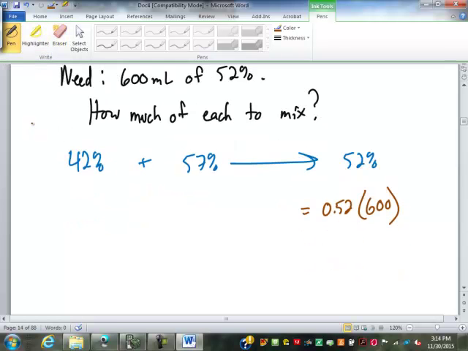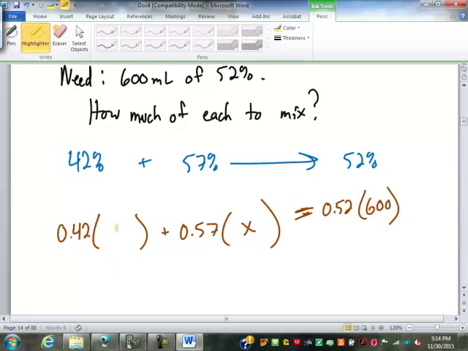So now over here we have the 42%. We have the 57%. Do we know how much of either one? No, we're looking for both. But we don't want to have two variables here. But let's say if I know I'm going to use X milliliters of 57%, how much of the 42% am I going to need? Yeah, this plus that has to equal 600, right? So if I know one, how do I find the other? I subtract it from 600.